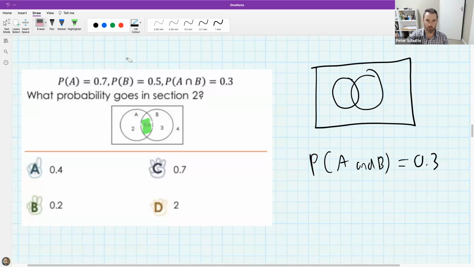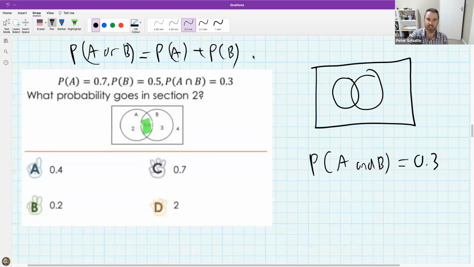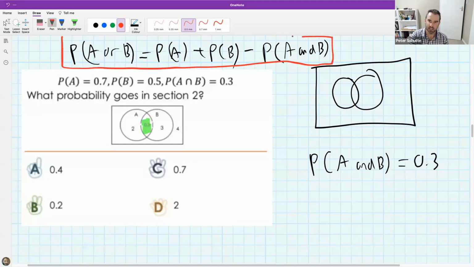Okay, so using that idea and using what I told you earlier in the lesson, that if you have an identity which says probability of A or B is equal to probability of A plus probability of B minus probability of A and B. Now that's a general identity that always will work. Can you use that identity to help you figure out the answer to this question? What probability goes in section 2, which is really just here?